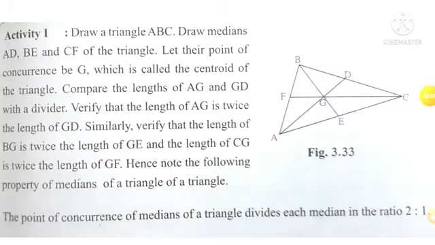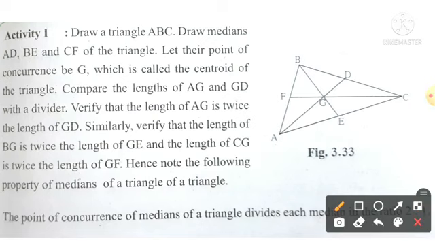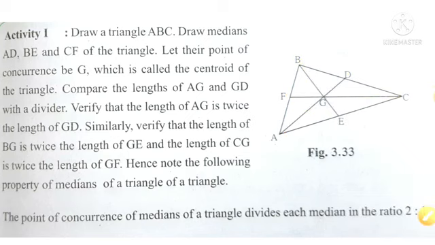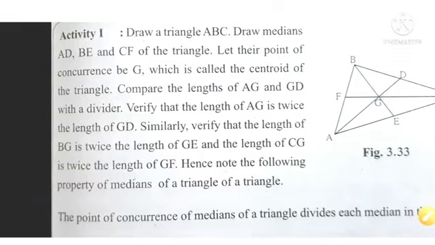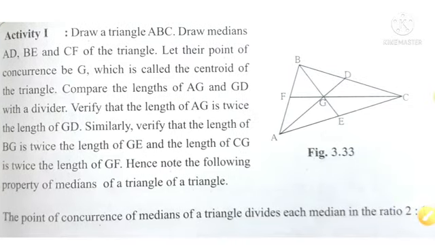Now for any triangle, see here, triangle ABC is given. Which are the medians? AD is the median, BE is the median, and CF is the median. All these three are medians. These intersect at only one point. The point is called G. And here you remember one thing, that the point of concurrence of the medians of a triangle divides each median in the ratio 2:1.